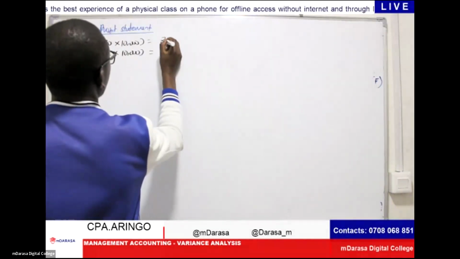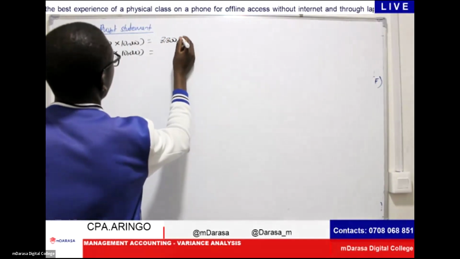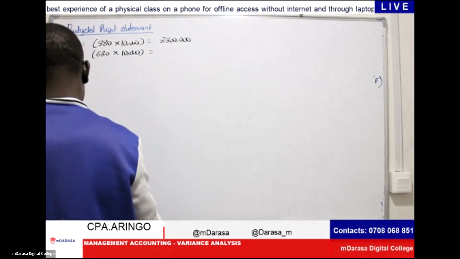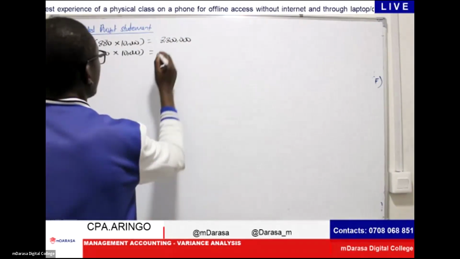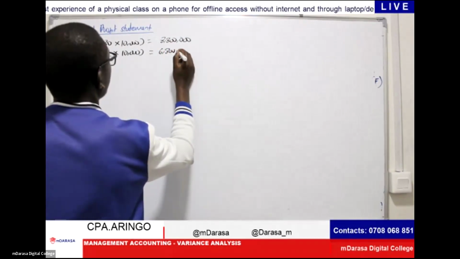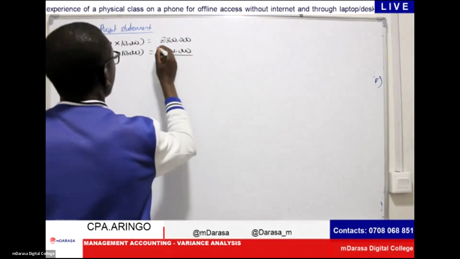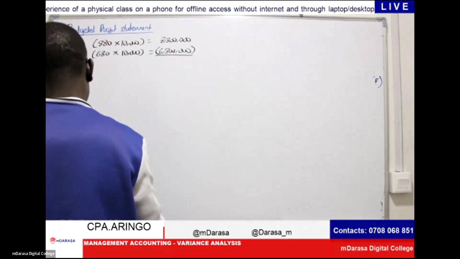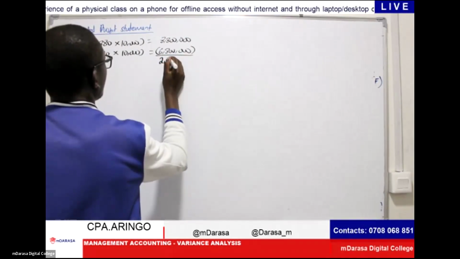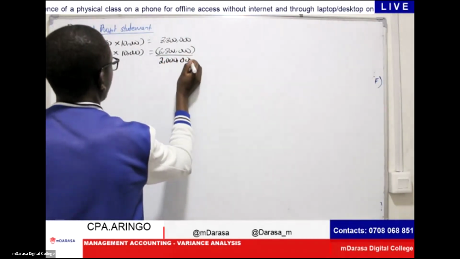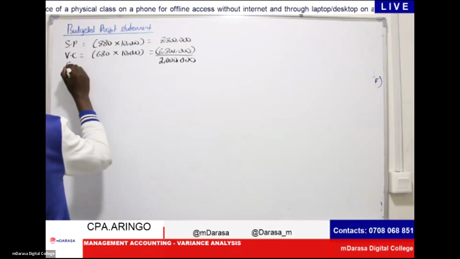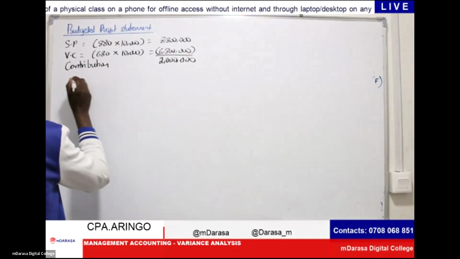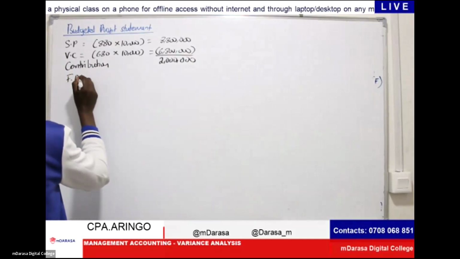So this should give us 880 by 10,000, 8.8 million. We take 680 by 10,000 to give us 6.8 million. 8.8 million, we less our variable cost to give us 2 million. This is our contribution. So once we have our contribution, my good students, we less our fixed overheads.